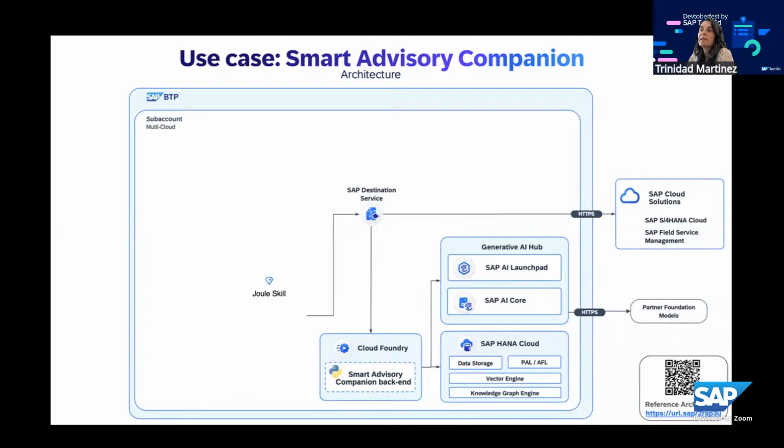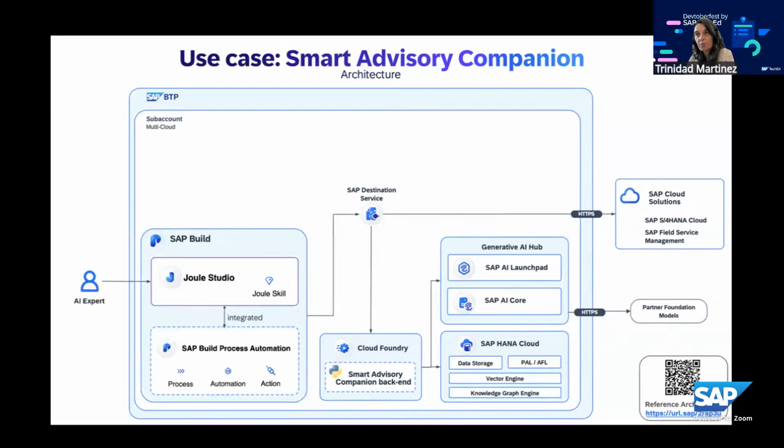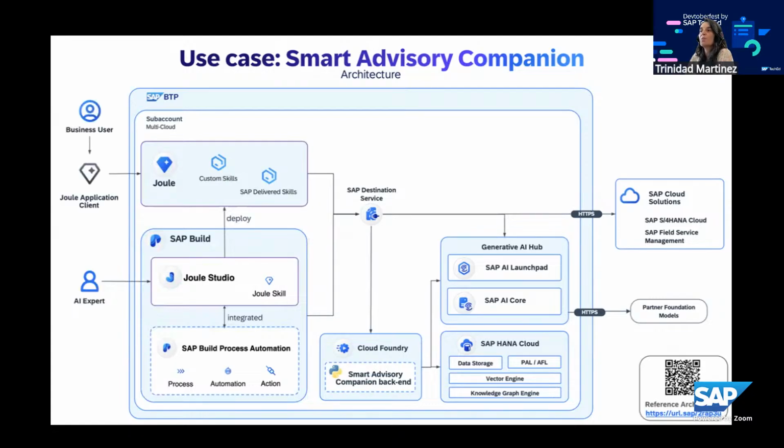The Joule skill itself is implemented using Joule Studio in SAP Build and is deployed directly into the Joule tenant within SAP BTP. With each user interaction through the Joule application client, Joule intelligently selects the most relevant skill to execute based on the description of the available skills, ensuring an efficient and contextual response every time.